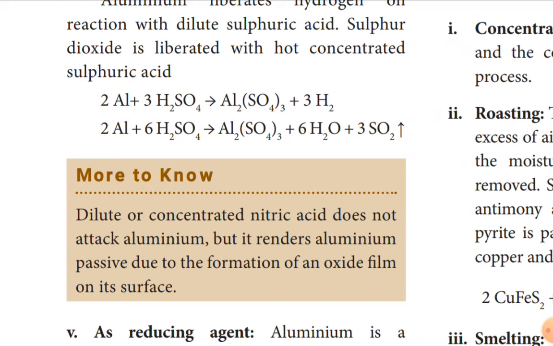See, hydrochloric acid reacts with aluminum, sulfuric acid reacts with aluminum, but nitric acid will not react, because when nitric acid reacts with the aluminum, it is going to form an oxide film on the surface. Because of the coating of oxide film, there will be no reaction between the acid and the aluminum. So aluminum will not be easily attacked by nitric acid.